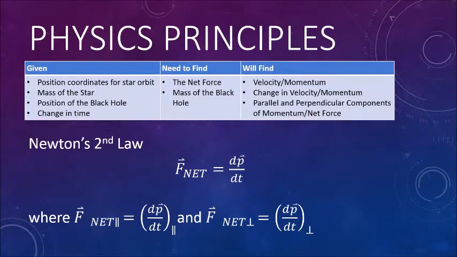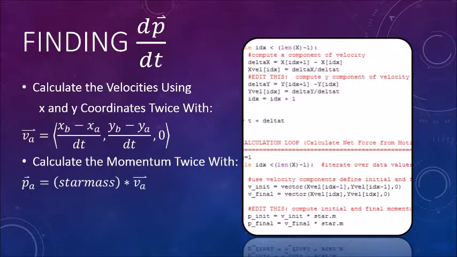of our black hole. In order to find the change in momentum, first we need to find momentum itself. We can do this by finding velocity from the given position data and multiplying by the mass of the star. Velocity is given by the change in position divided by the change in time. Doing this twice on consecutive time intervals gives initial and final values. This is what that looks like in code.